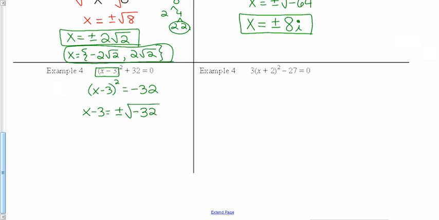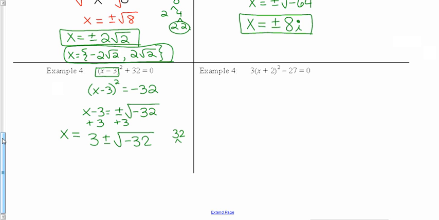Then I need to get the x by itself, so I'm going to add 3 to move that over. When I add 3 to both sides, it doesn't matter if I write 3 plus or minus the square root of negative 32, or if I write plus or minus the square root of negative 32 plus 3. I'm going to write my answer in this form because that's the way it'll usually turn out in multiple choice, with the whole number part first. Last, I need to simplify my radical.